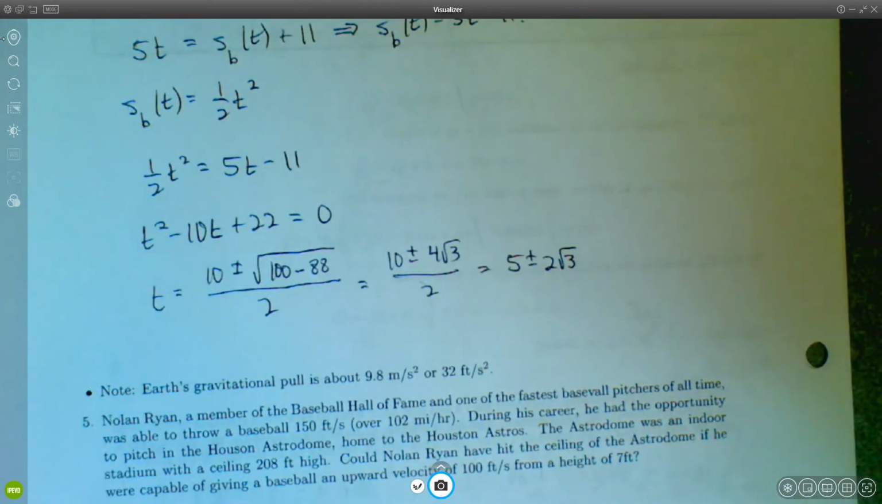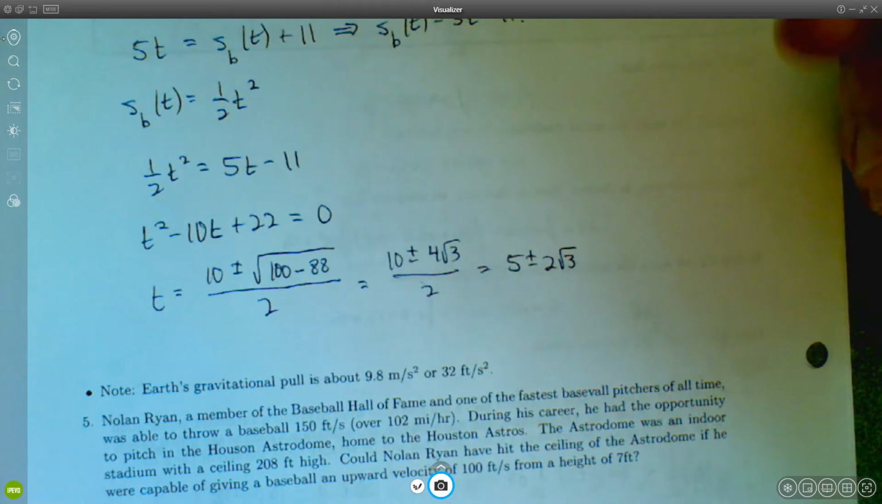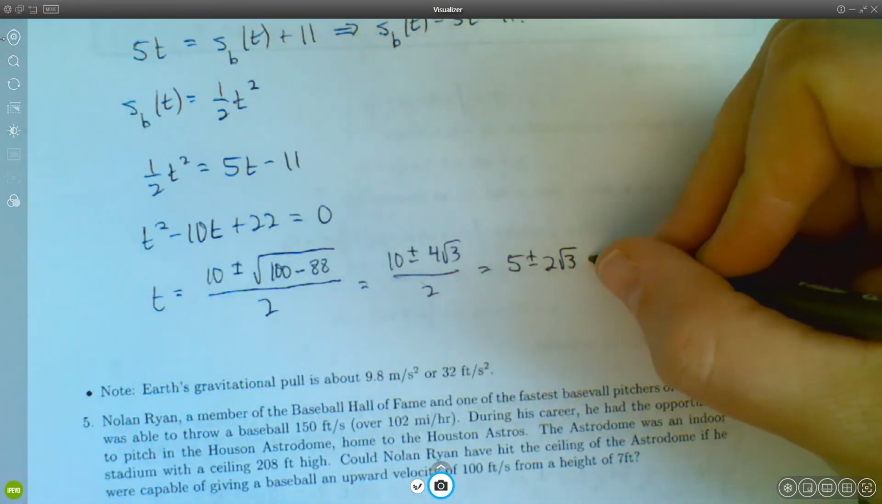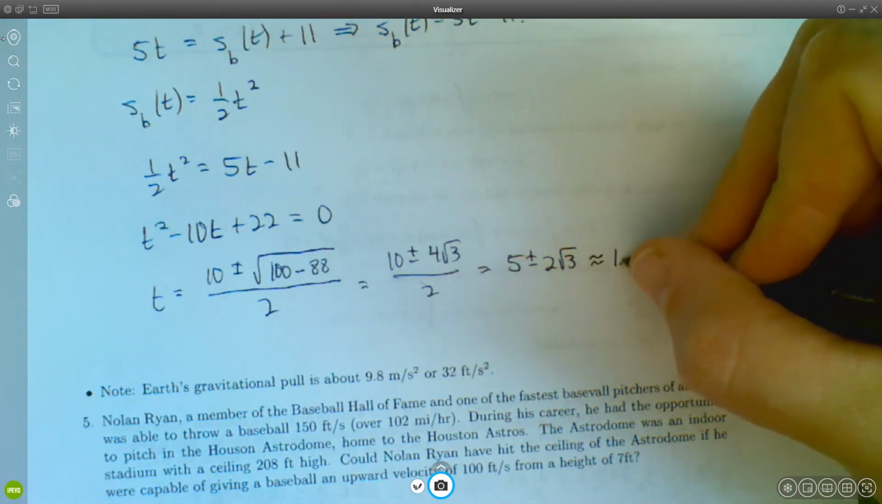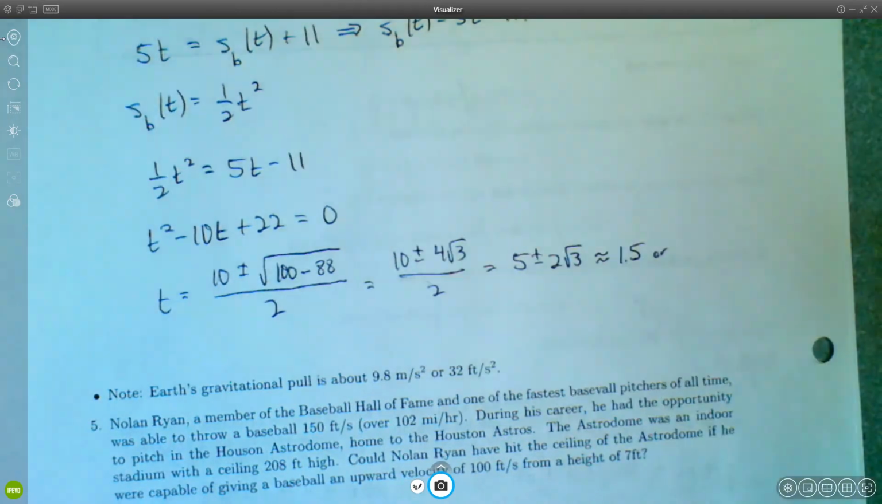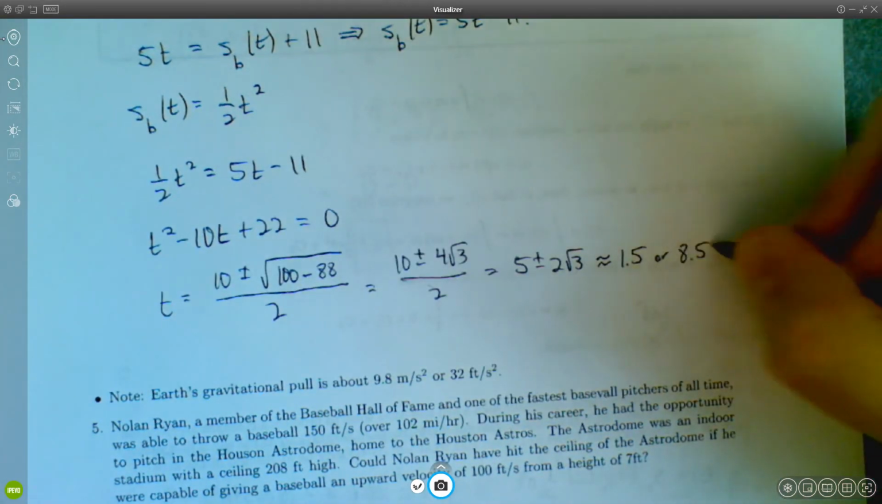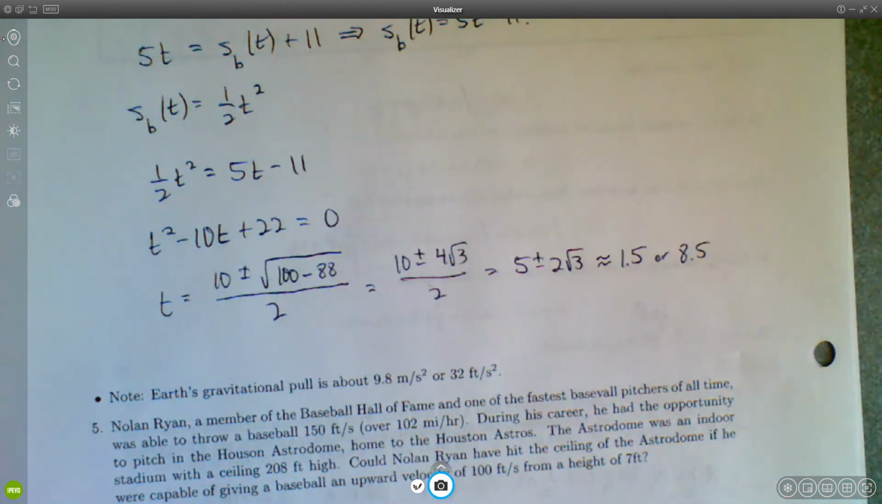Okay, so she definitely catches the bus. Now why are we getting two solutions? I wonder what these are. So let's plug it in. 5 minus 2 root 3 is about 1.5. And 5 plus 2 root 3 is about 8.5. Is that right? I feel like that can't be right.